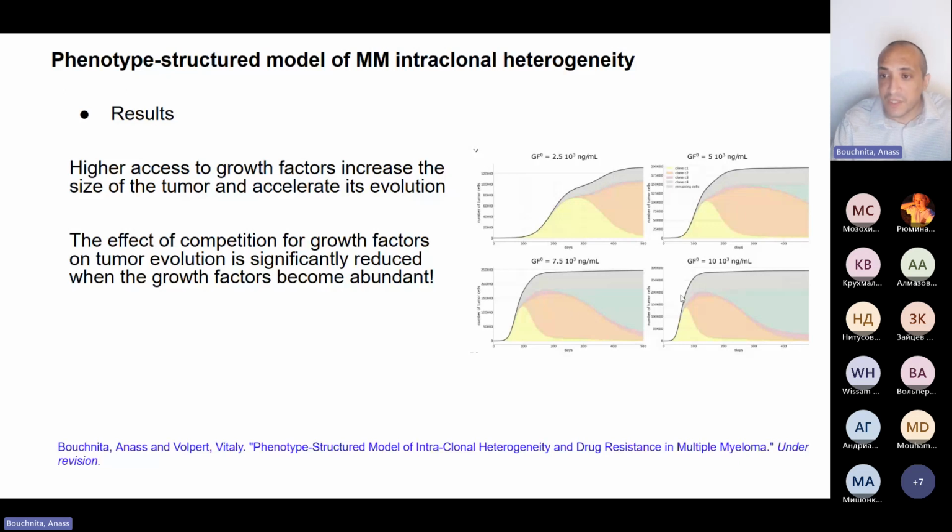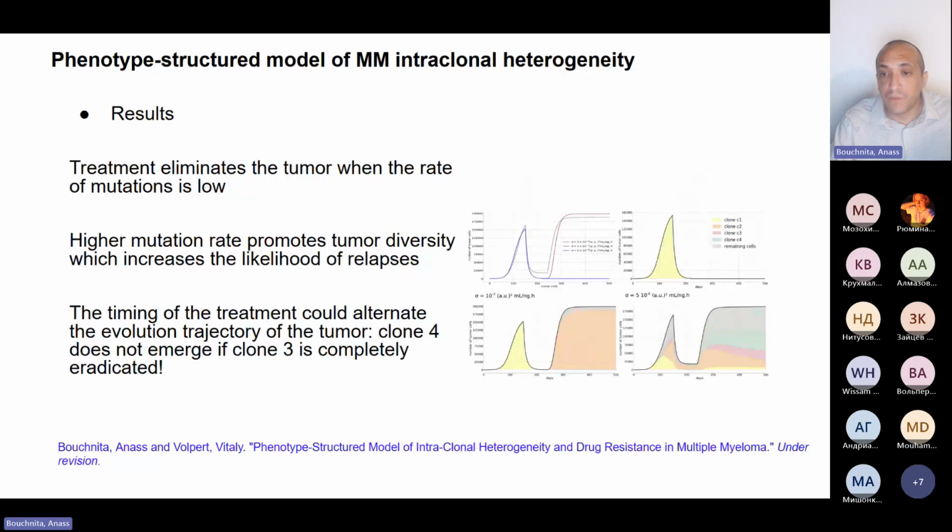And this is the case, for example, in these two figures where we increased the growth factor significantly. But if you look at the evolutionary dynamics, they do not change. It's just the size of the tumor which changes. So basically, the effect of growth factors is more important when there is scarcity of growth factors. But when there is abundance of growth factors, then they do not influence the evolution of the tumor.